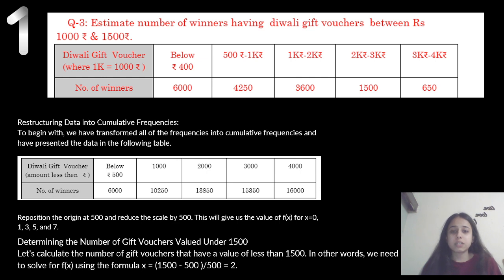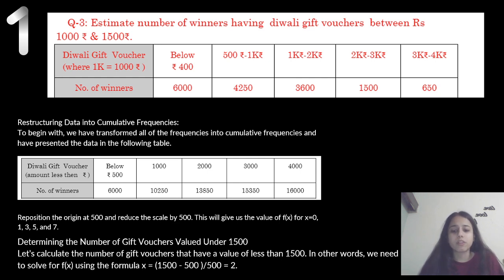Question number 3. Estimate the number of winners having Diwali gift vouchers between rupees 1000 and rupees 1500. Restructuring data into cumulative frequency. To begin with, we have transformed all the frequencies into cumulative frequencies and have presented the data in the following table. Reposition the origin at 500 and reduce the scale by 500.